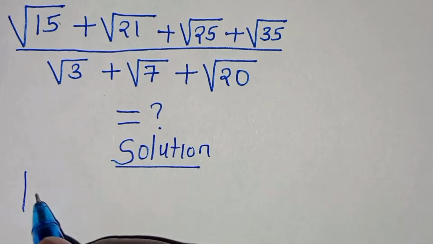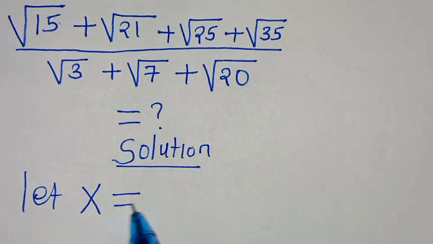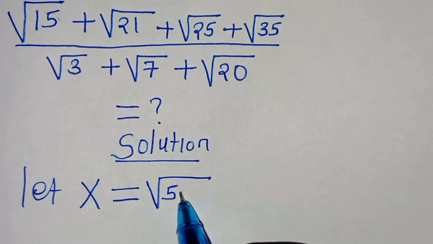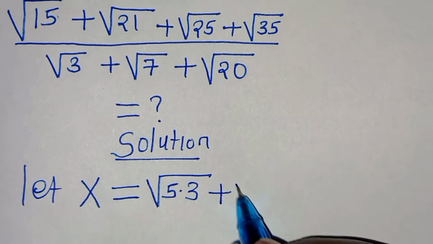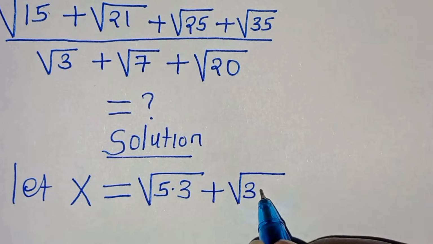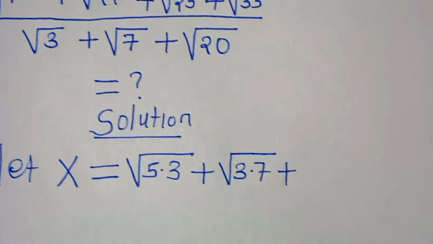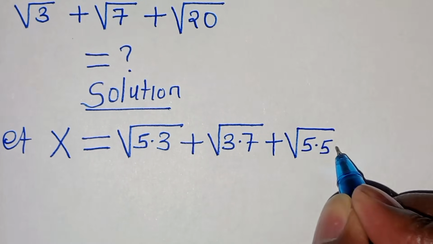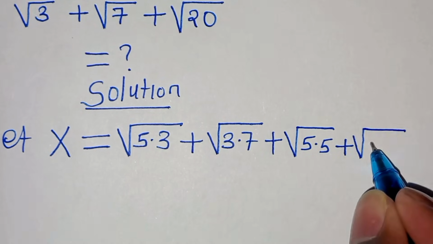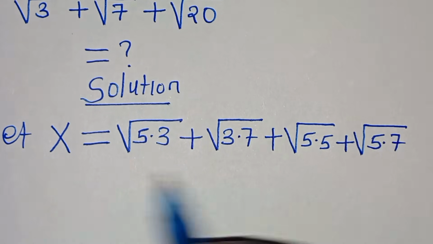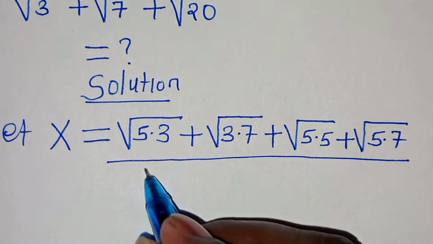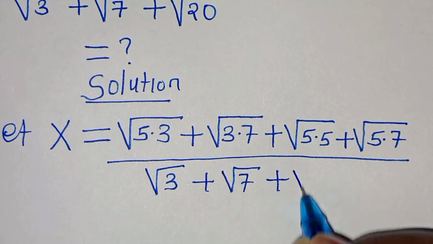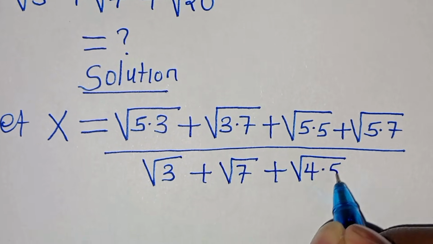Now we can let x be equal to square root of 15, which we can express as the square root of 5 multiplied by 3, then plus square root of 21, which we can express as 3 multiplied by 7, then plus square root of 25, which we can express as the square root of 5 multiplied by 5, then plus square root of 35, which can be expressed as square root of 5 times 7. Everything here divided by square root of 3 plus square root of 7 plus square root of 20, which we can express as square root of 4 times 5.